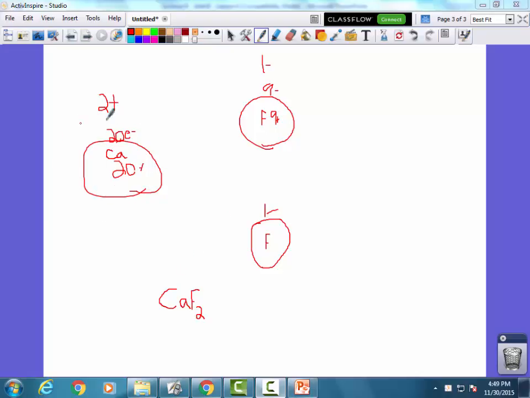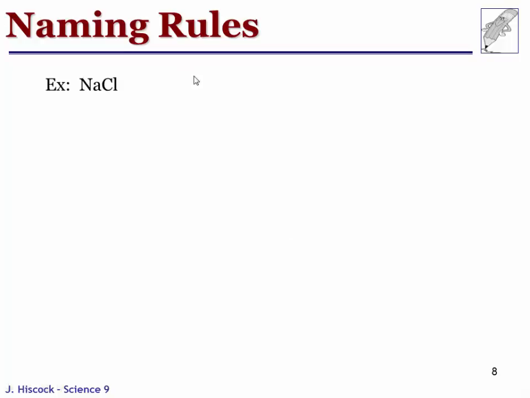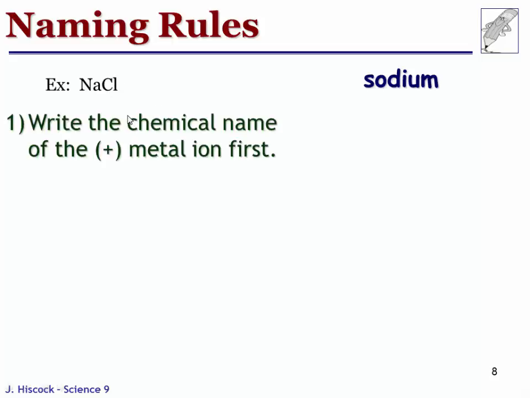So you've got calcium and fluorine, two very different things. When they combine together, it becomes something new. So we actually have naming rules on how to name these things properly. I'm just going to use the notes set up for this, but if I were to name, say, sodium ionically bonded with chlorine, the first thing you do is write the chemical name of the metal ion. So sodium is the first one.